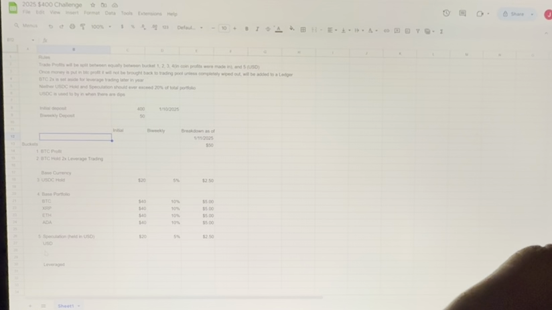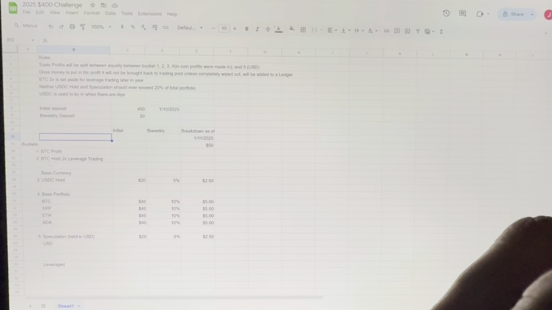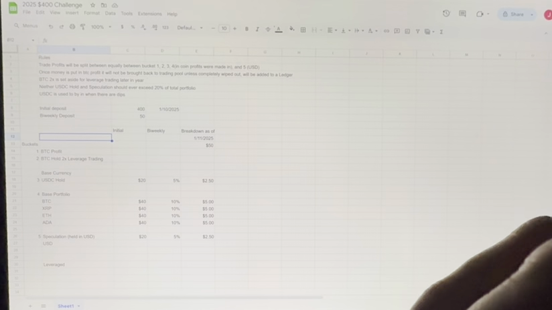Come down here, you see the buckets I have. I have bucket 1, BTC profit. That will ultimately go onto a ledger. I just got to go to the store and buy one. Bucket 2 is BTC hold for leverage trading. We can't start leverage trading until we have some profits to put here.